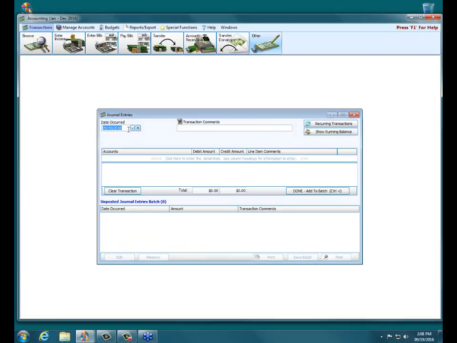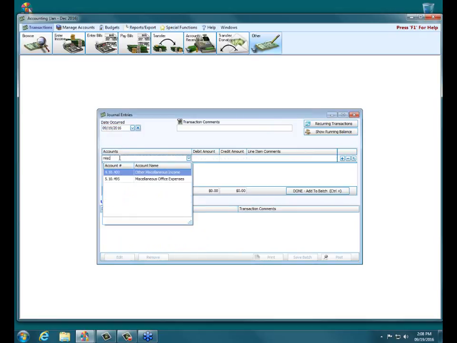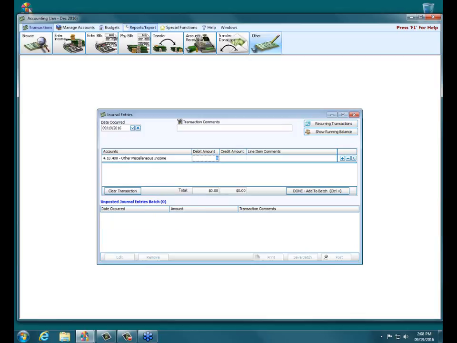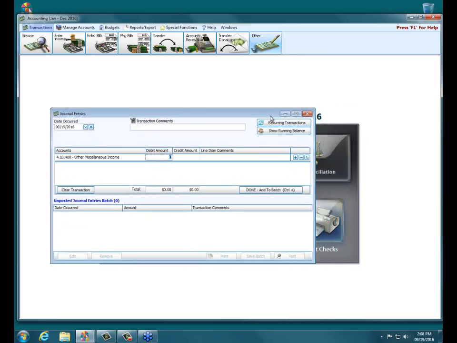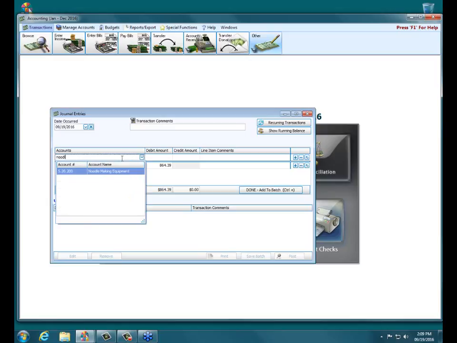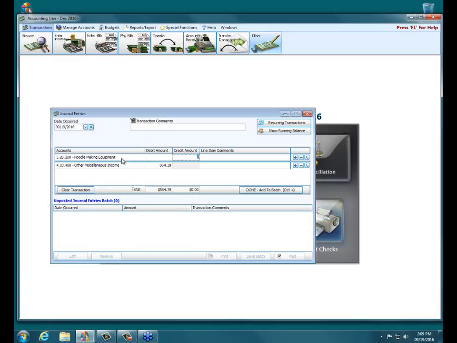We're going to do this as of September, and we're going to choose our miscellaneous income, and we're going to show our running balance window here just because it does help to. So we're going to debit our miscellaneous income by $864.37, and we're going to click the plus sign on the right end of the line or tab down, and here we're going to put our noodle making equipment expense. So notice I'm just typing in those account numbers. We're going to credit that.